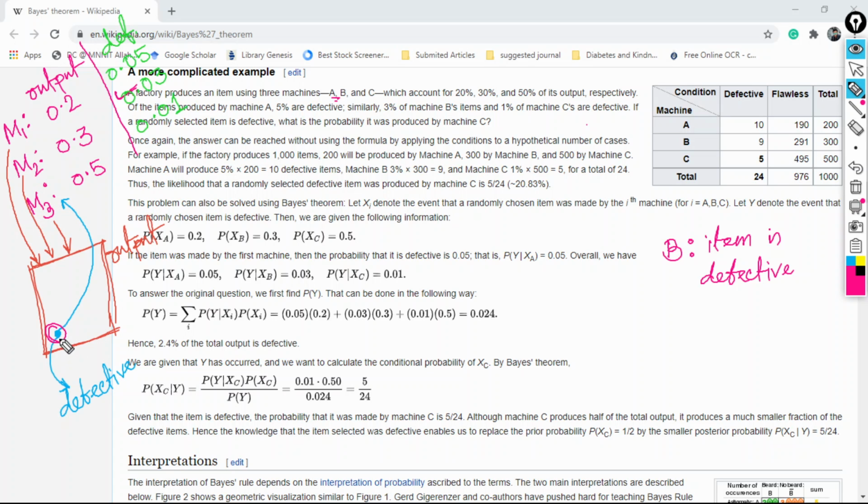When this product is defective, it means our defective product is coming from machine 1, or from machine 2, or from machine 3. So the probability of any item from this pool being defective means the item is coming from machine 1 or machine 2 or machine 3. This means we have to find the probability of the defective item which is coming from machine 1.